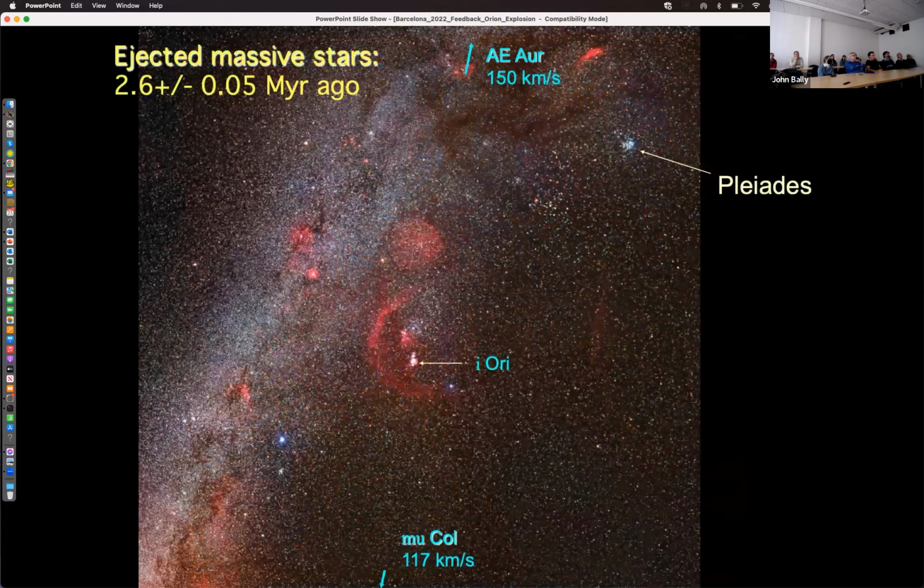And so zooming in a little bit closer, I just want to remind you, the first runaway stars. We've known this since Blaauw in 1951. He discovered that this star, Mu Columbae, an O9 star, is running away at about 117 kilometers per second. AE Aurigae, way up there, 150 kilometers per second. They were traced back by Hipparcos to this star, Iota Orionis, 30 minutes below the Orion Nebula. That kind of event just happened in Orion 550 years ago. It's been happening in Orion multiple times. There are many massive runaway stars that have emerged from Orion.